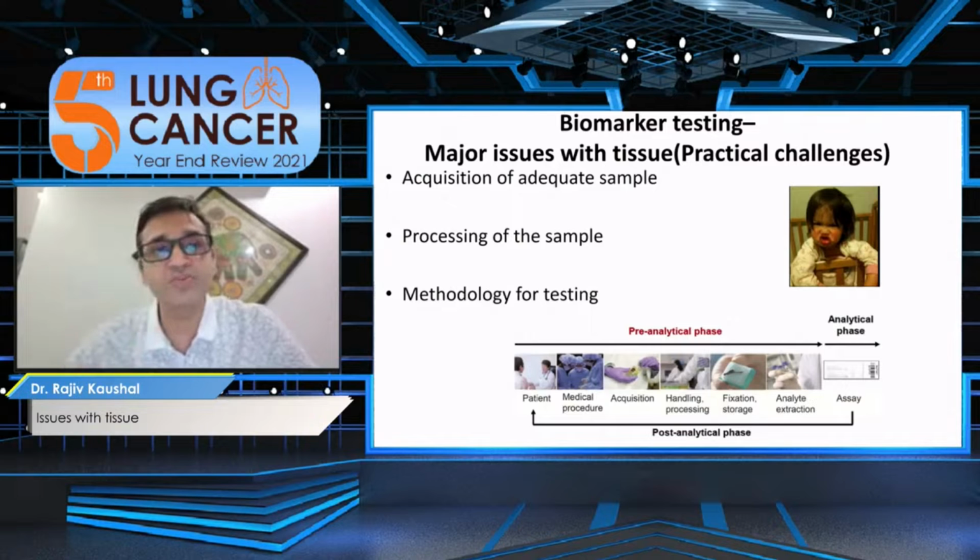So the major issues which we face as diagnostic pathologists are, first, the acquisition of an adequate sample, which should be sufficient to do all the desired investigations; adequate processing of the sample; and which method to be used for these various molecular tests. So, starting with the sample.